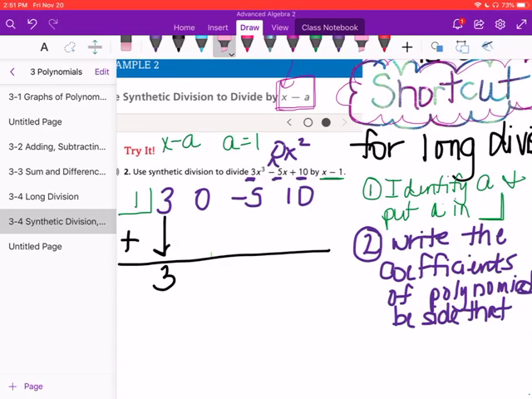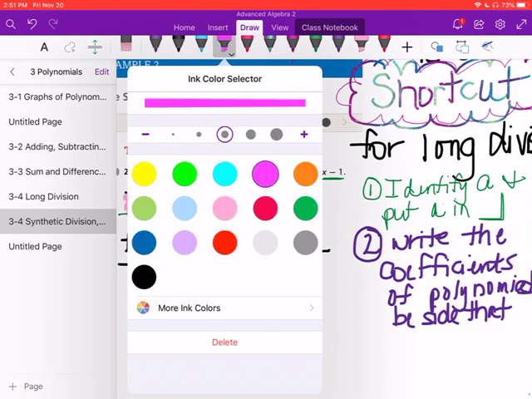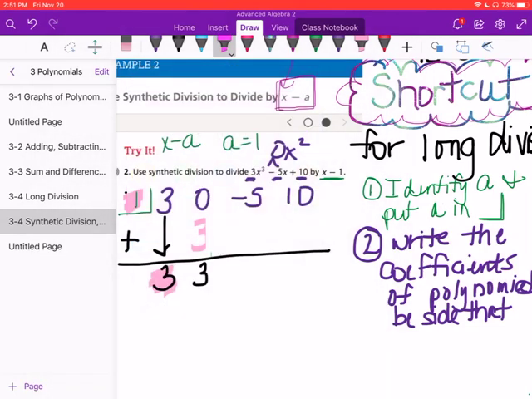Then, here comes the synthetic division part. I'm going to take the 1, multiply it by this 3, and then write it in the next column right here. So 1 times 3 is 3, I write it right there. Then add the next column. 0 plus 3 is 3. I'm going to continue this process, and I'll highlight each time in a different color. Let's highlight in that fuchsia color. Now I'm going to multiply this 3 by 1, and 3 times 1 is 3 again. And I'll add -5 plus 3 to get -2.